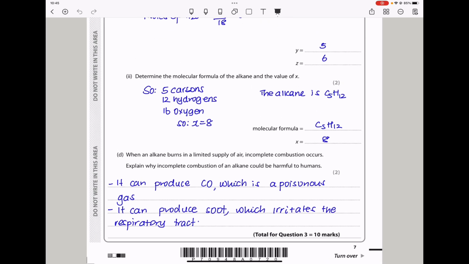Next they say, when an alkane burns in a limited supply of air, incomplete combustion occurs. Explain why incomplete combustion of an alkane could be harmful to humans. It is because it produces carbon monoxide, which is a poisonous gas. It also produces soot, which irritates the respiratory tract. So this brings us to the end of question 3. Let's continue to question 4.